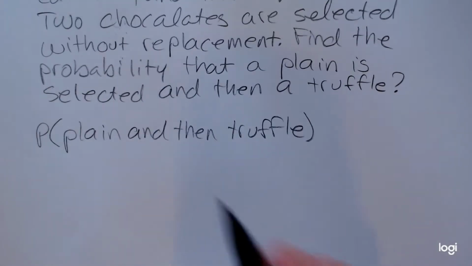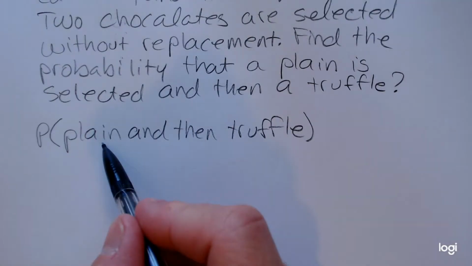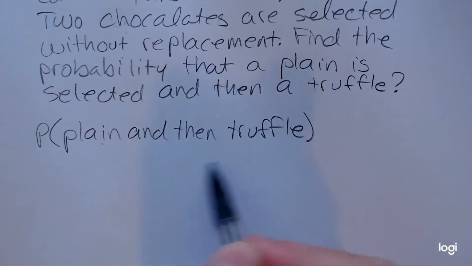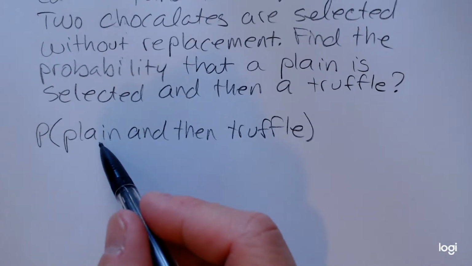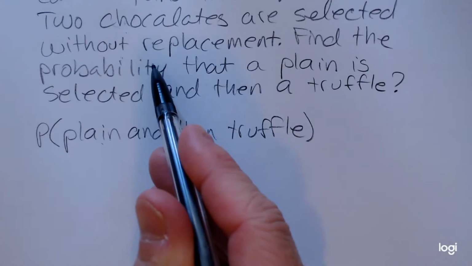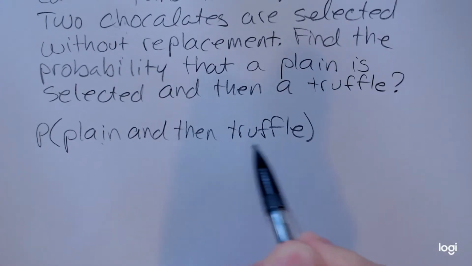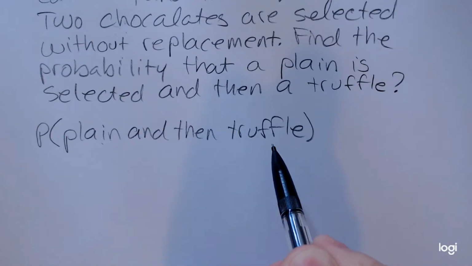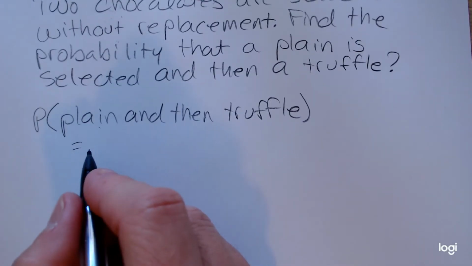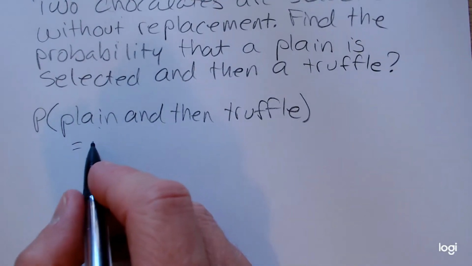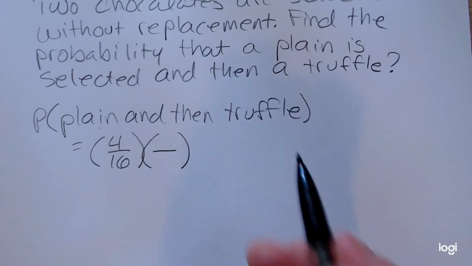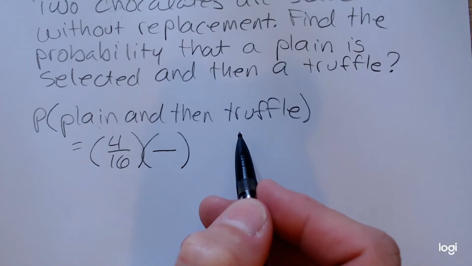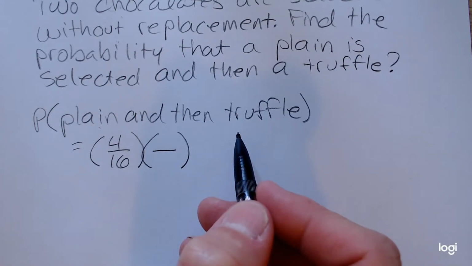So this is going to be the probability of getting a plain chocolate and then a truffle, given that we've already drawn a plain. And the reason why that's important is because we are sampling without replacement. So in the second factor that corresponds to the probability of getting a truffle, the sample space is going to be reduced. So this is going to be equal to the probability of getting a plain chocolate, and that's 4 out of 16, times the probability of getting a truffle, given that we've already selected a plain without replacement.